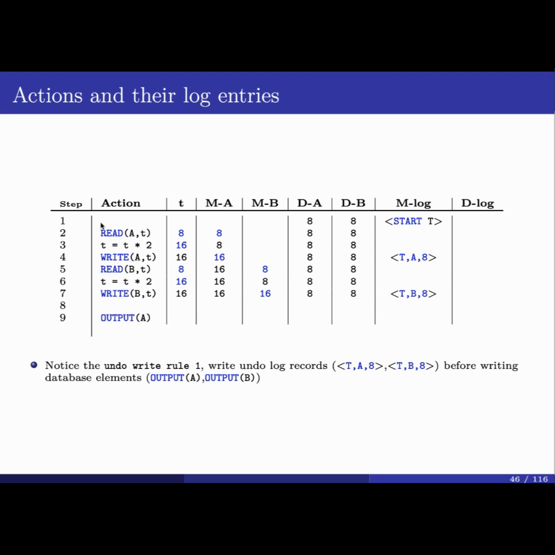Now, what if the transaction manager issues output A? Remember what we mean by output A. That means reflect the change made in the main memory and write this one into the disk. That means I will take whatever the new value is that's stored for A in the main memory, and store this one here in the disk.